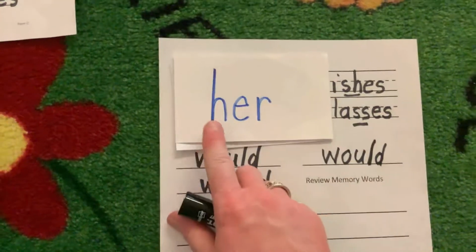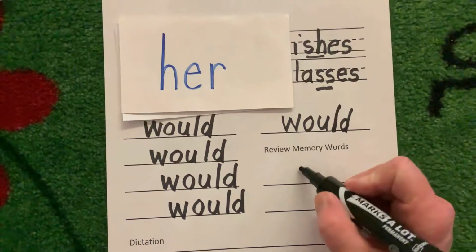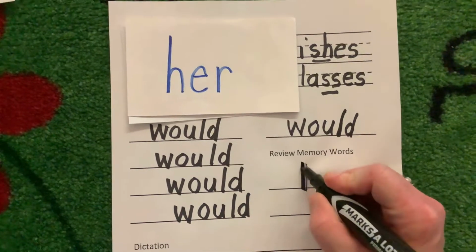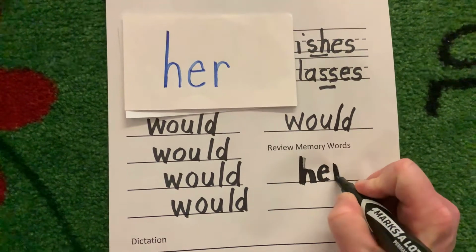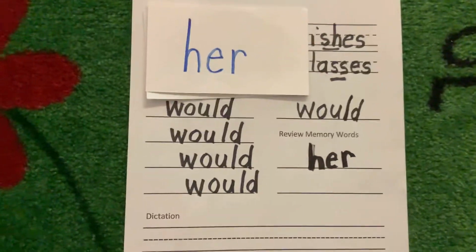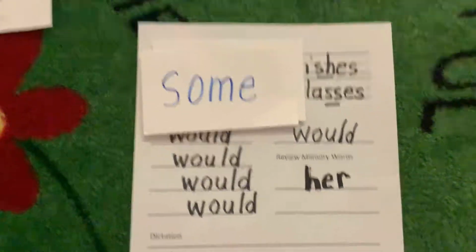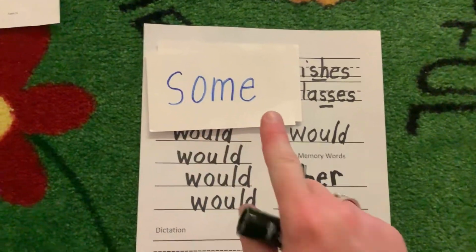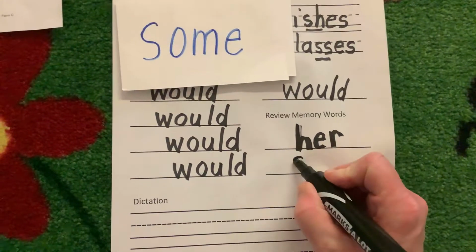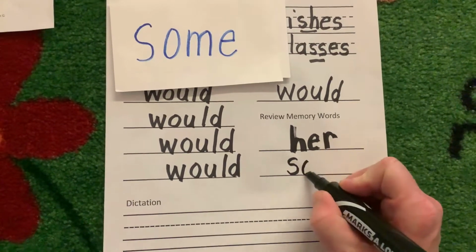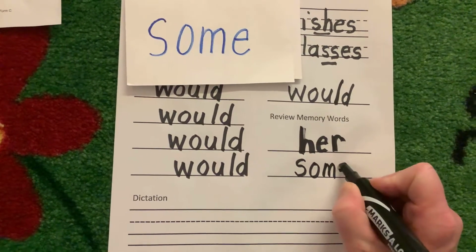Now let's go over some of our old words. Remember what this one is. H-E-R says her. That is her book. Let's write it. H-E-R says her. Do you remember what this one is? S-O-M-E says some. It looks like come. They rhyme. I would like some of that. That means a little part. S-O-M-E says some.